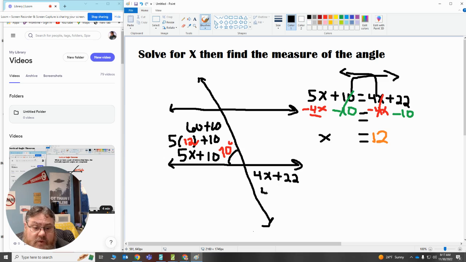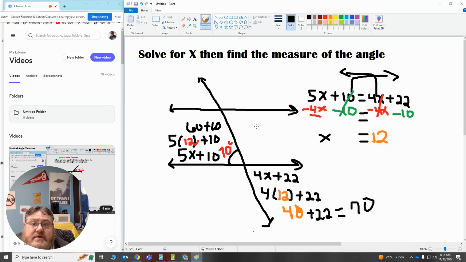Okay, so I have 4x, which is 4 times a number, plus 22. 4 times x, which x is again 12. I'll plug in a 12. 4 times 12 is 48. And then if I add 22 to 48, I'll once again get 70.